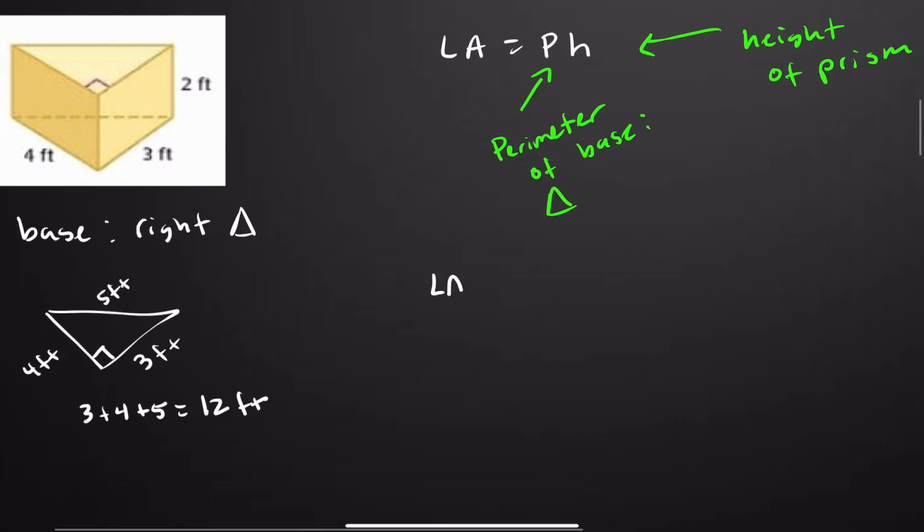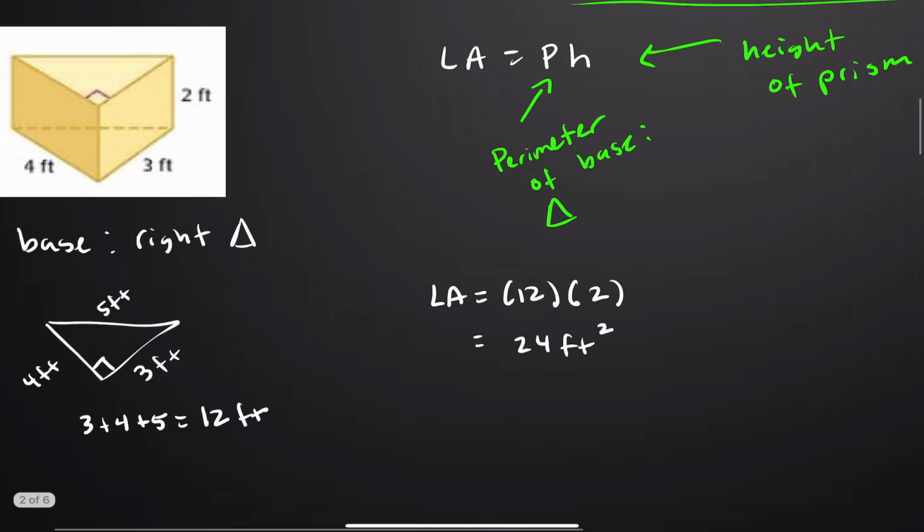So the lateral area is equal to 12 times the height of the prism, which is 2. And remember, the height of the prism separates the two bases. So the lateral area is equal to 12 times 2, which is 24 square feet. And since I'm dealing with area, the unit must be squared.